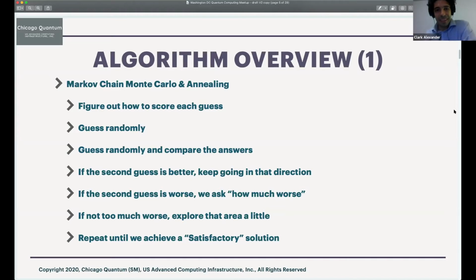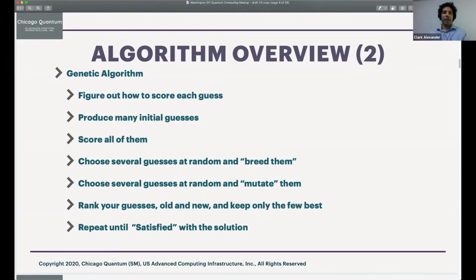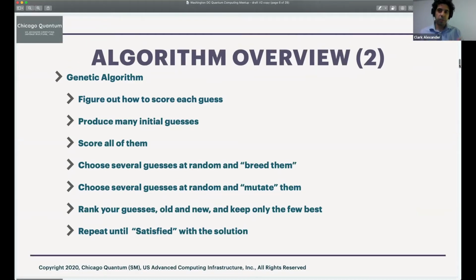Next slide. Now the genetic algorithm kind of has the same feel, but it's something slightly different. Here we're taking the inspiration not from statistical mechanics, but from biology. First thing we have to do is figure out how to score everything. So this is basically a survival of the fittest style algorithm. We get a lot of guesses. You can just guess randomly, and then we score all of them.